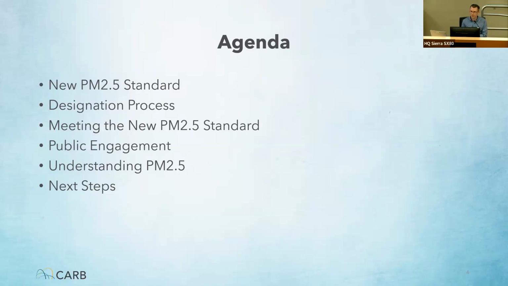And we also think it's important with this set of workshops and this new standard, it's a chance to look at our public engagement around the national ambient air quality standards. And we also have a section trying to better describe our understanding of PM 2.5. So what contributes to the PM 2.5 problem in California? And then from there, we'll talk through the steps that we have following this workshop.